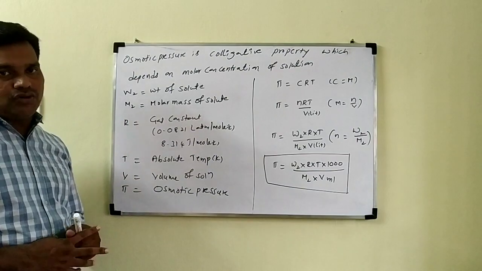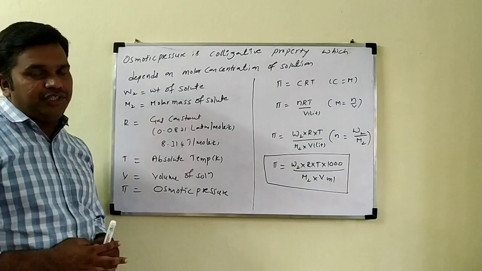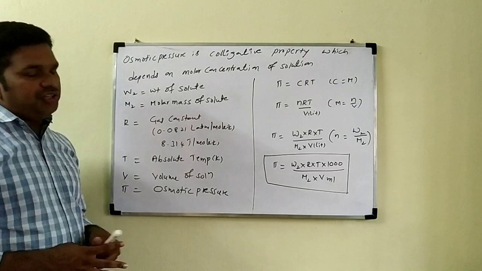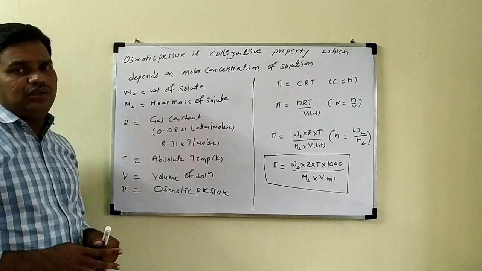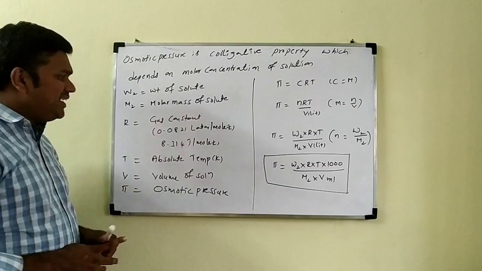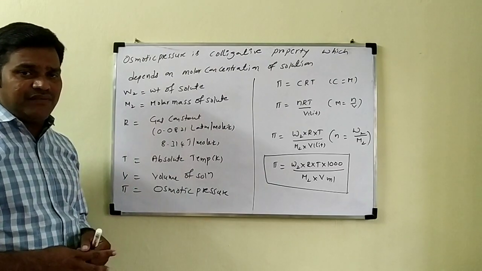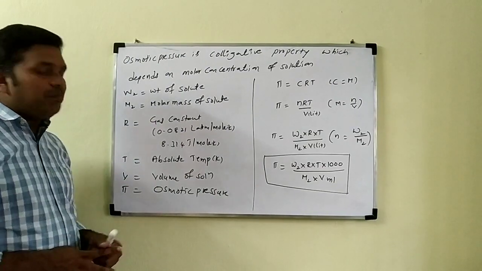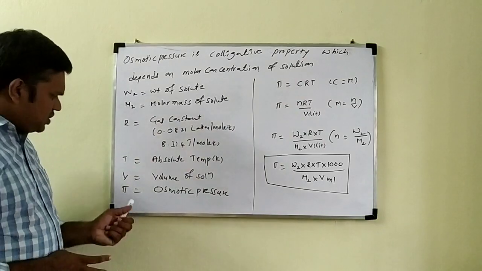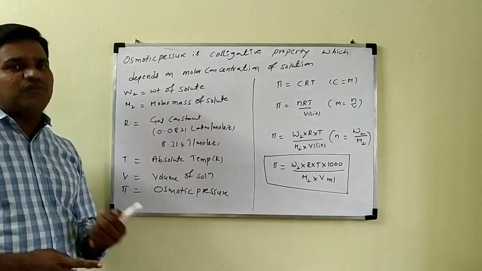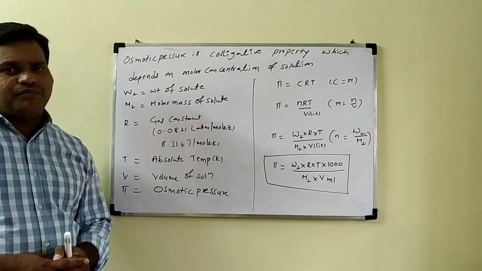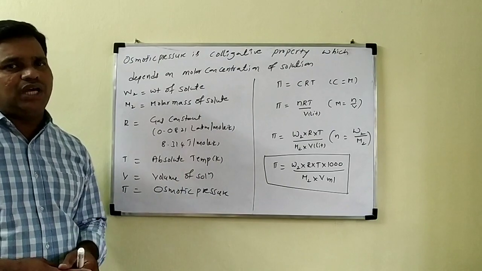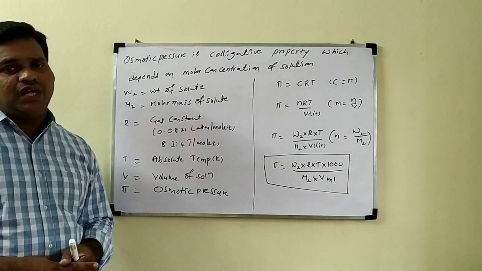R is equal to gas constant. The gas constant value we take based on the units: 0.0821 liter atmosphere per mole Kelvin, or 8.314 joule per mole Kelvin. We can take the value in the form of bar also. T is equal to absolute temperature. If Celsius is given, you can convert it into Kelvin. V is equal to volume of the solution. Pi is equal to osmotic pressure. Generally osmotic pressure you can express in atmosphere, or Newton per meter square, Pascal.